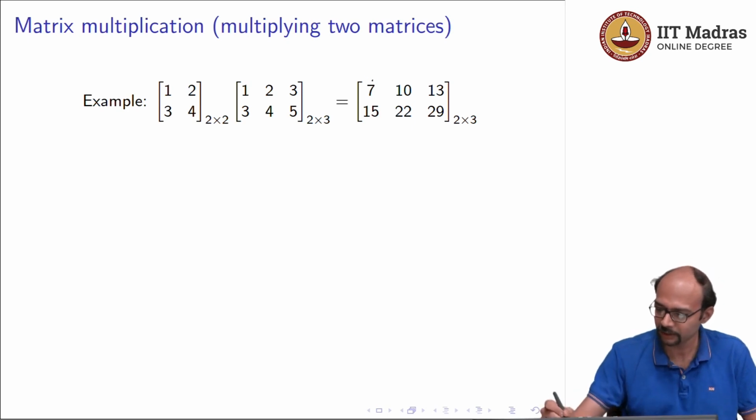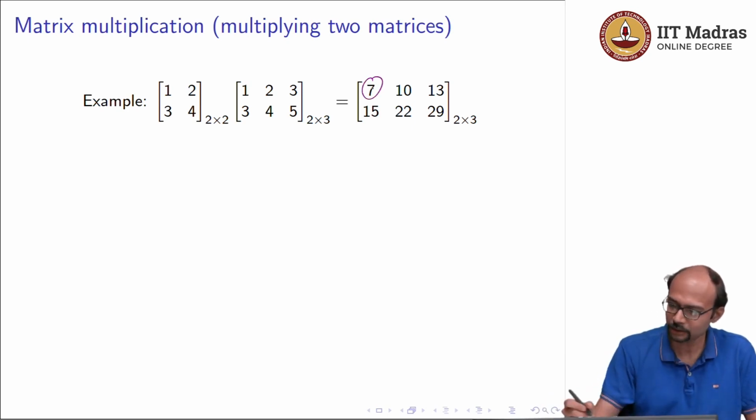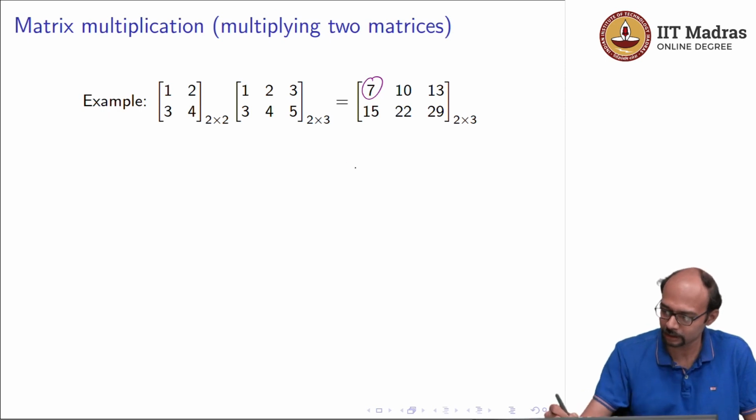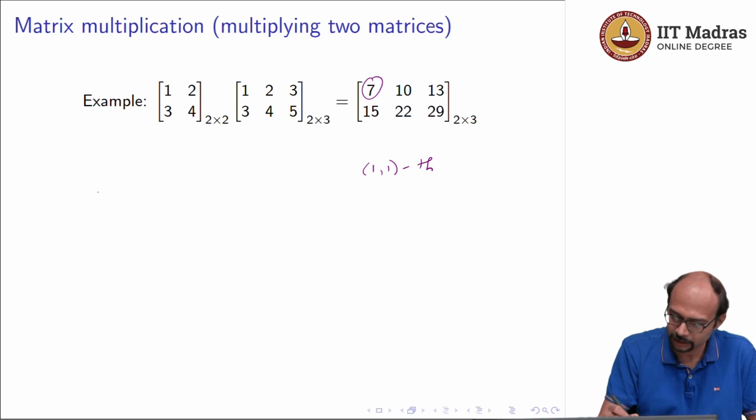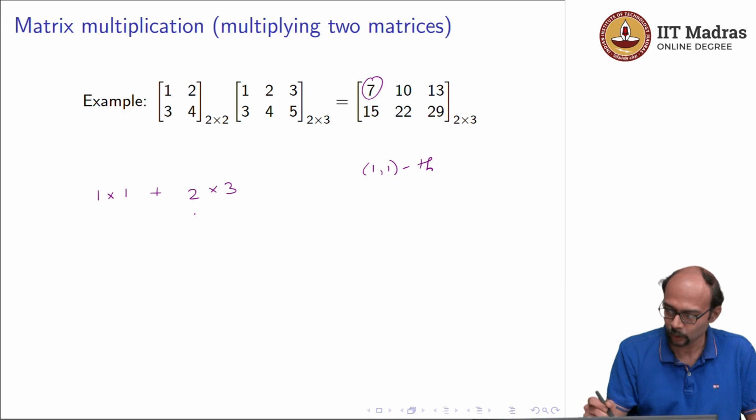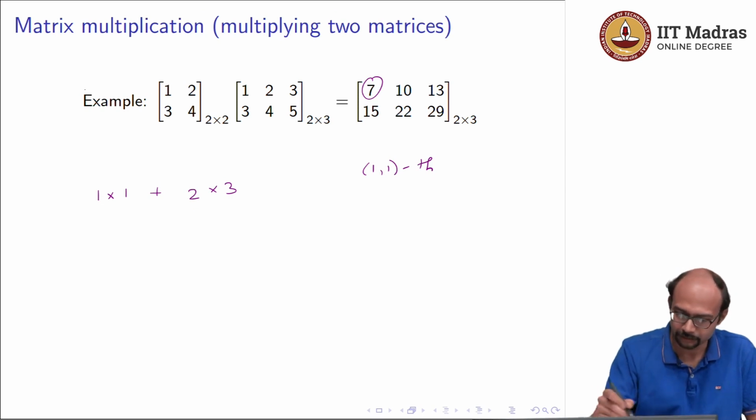So let's explain this 7. How did I get 7? In order to get 7, 7 is which entry of this matrix? It's the 1/1th entry of this matrix. So for the 1/1th entry, I look at the first row of the first matrix, and then I look at the corresponding entries of the first column of the second matrix. So the first 1 and 2 came from here.